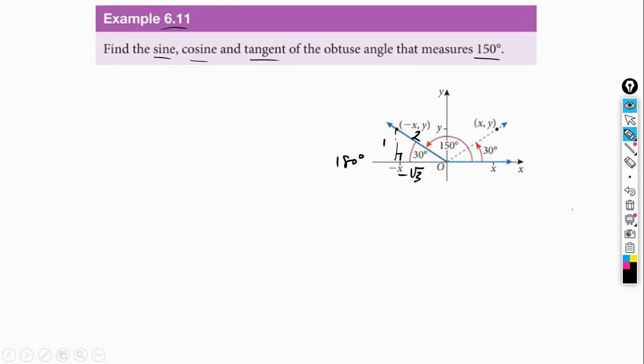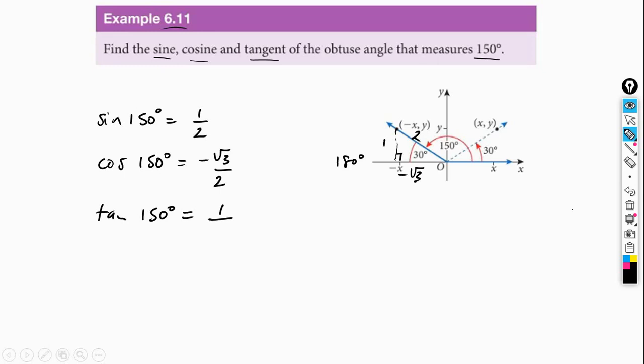And then from here, we can find the ratios. So sine of 150 degrees is going to equal 1/2. Cosine of 150 degrees is going to equal negative square root of 3 over 2. And then tangent of 150 degrees is going to be 1 over negative square root of 3, which is the same as negative 1 over square root of 3. And this is going to be negative square root of 3 over 3.